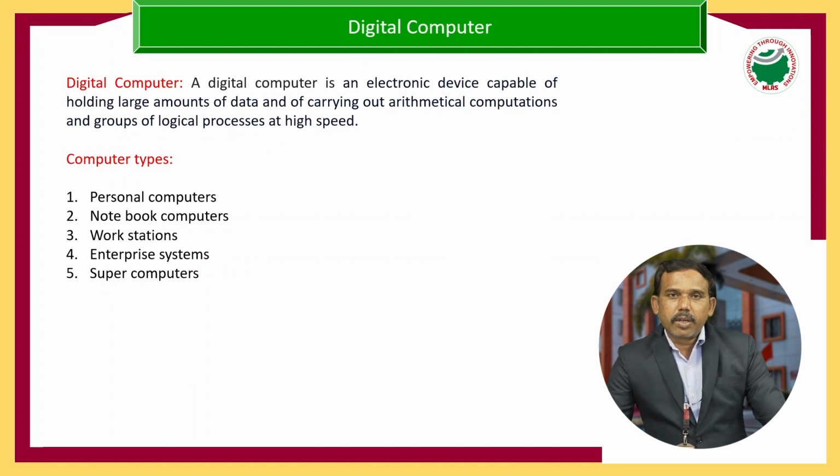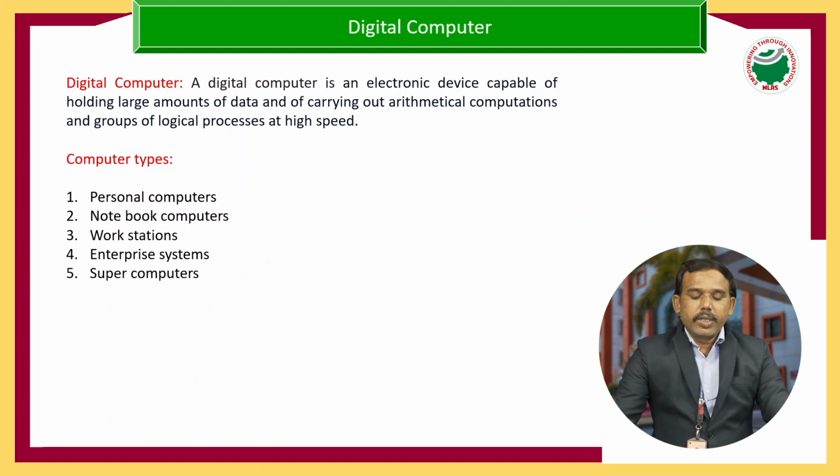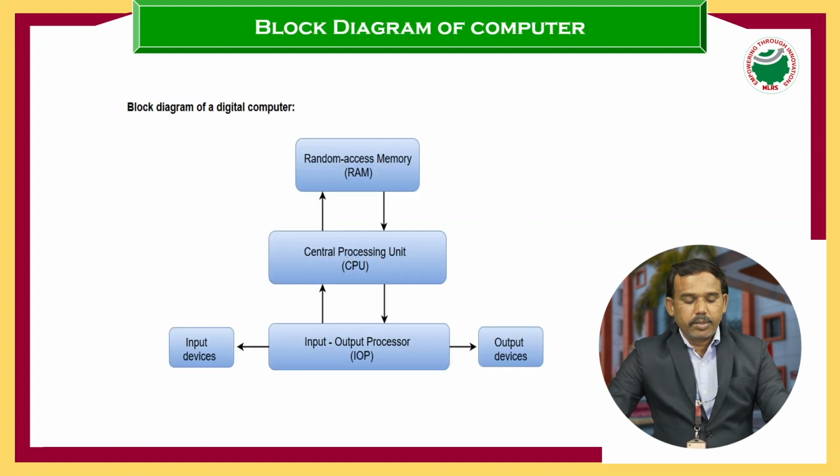So what do you mean by digital computer? A digital computer is an electronic device capable of holding a large amount of data and carrying out mathematical computations and groups of logical processes at high speed. We have different types of computers: personal computers, whatever we are using at home, the PCs and desktops, those are called personal computers, and notebook computers. Then workstations, enterprise systems, and supercomputers.